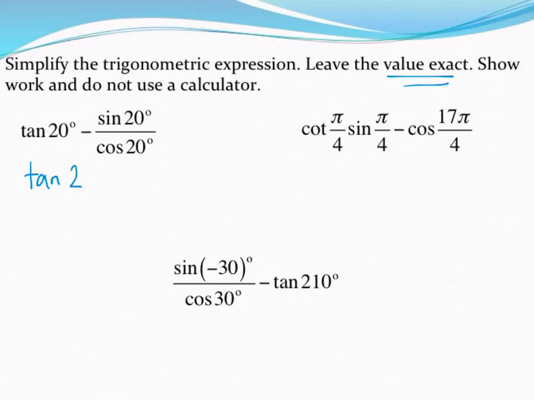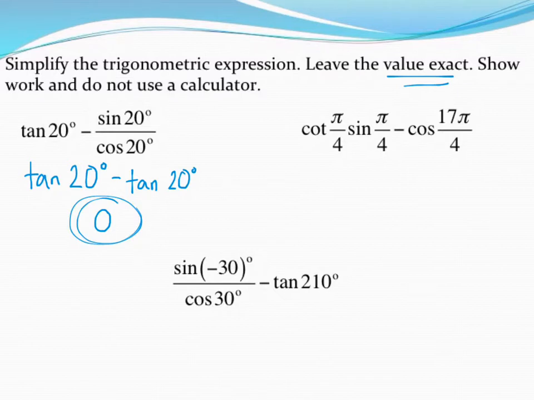So let me rewrite the first piece. I have tangent of 20 degrees. I will then have minus sine divided by cosine, which leaves me with just tangent of 20 degrees. And so to simplify this, if I have something minus itself, that's going to simplify down to just 0. So this simplifies to 0 when I'm done with my expressions. Okay? So let's try a few more examples.